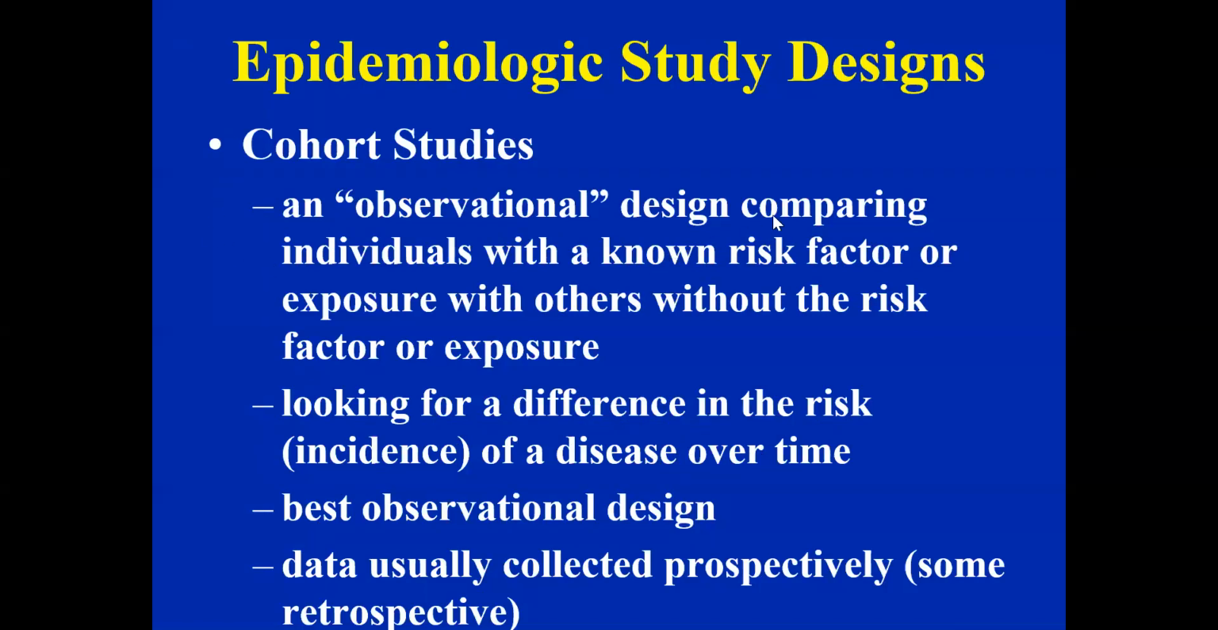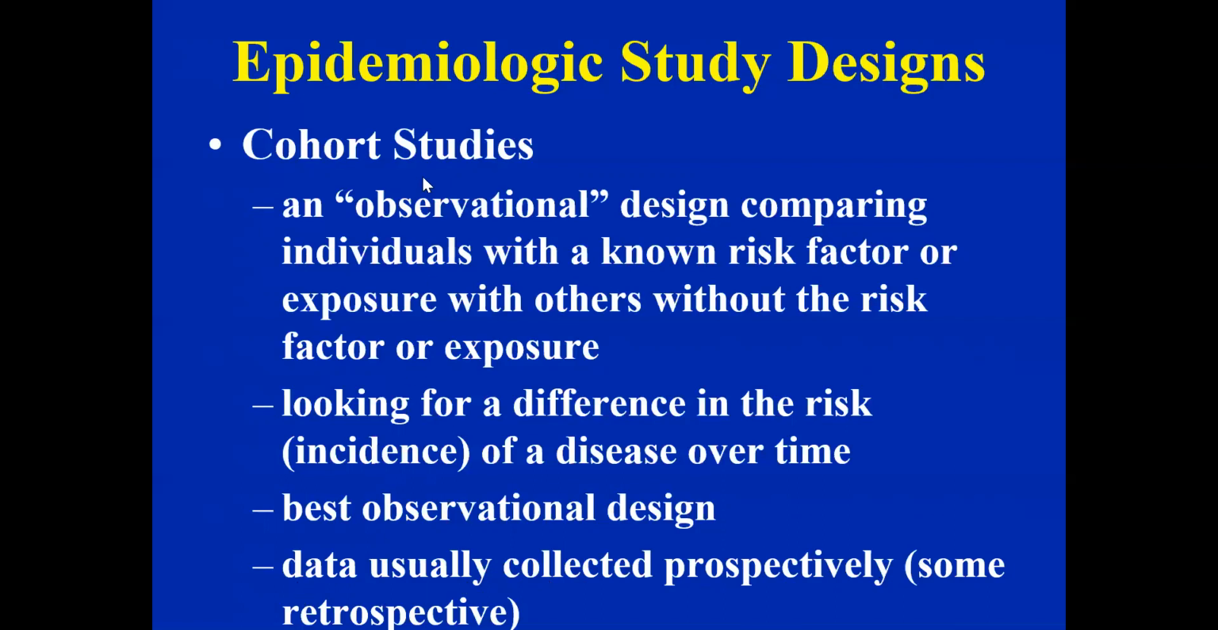So what are we doing? We have our individuals with a risk factor or exposure, and others without the risk factor or exposure. We then either look back or follow them up to see which of those would then develop the disease, which is the incidence of a disease over time. This is like the best observational study design. Data is usually collected prospectively, but in some cases you can collect the data retrospectively.